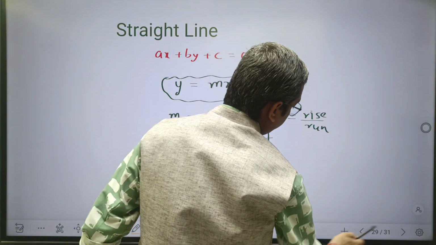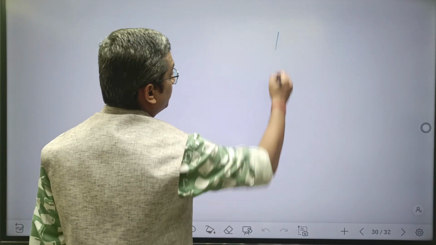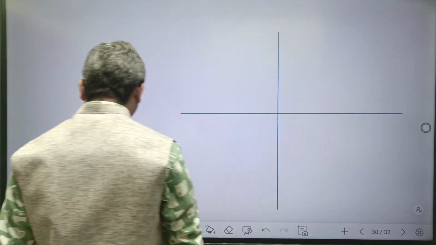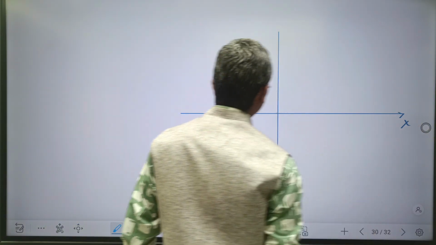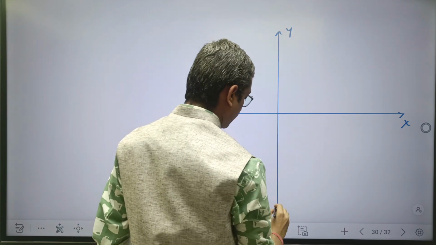Now let us understand this by using a graph. Suppose I am plotting an xy axis. As you all know, this is the x-axis. So this is x, this is x prime, this is y, and this is y prime.